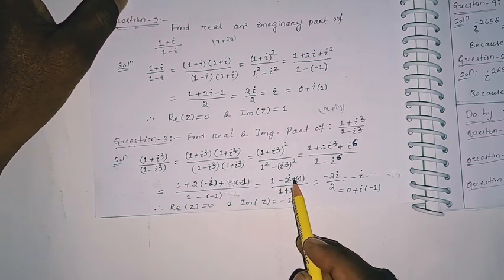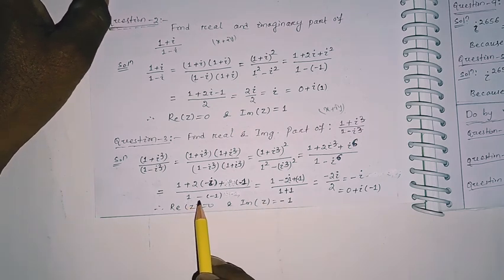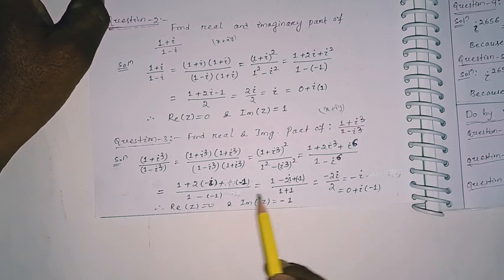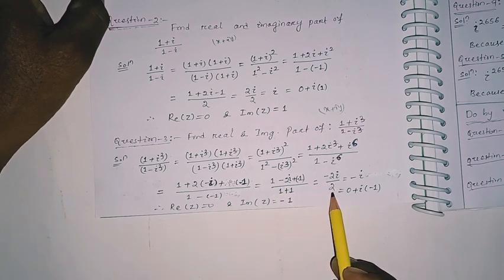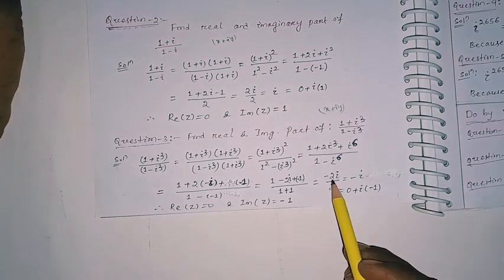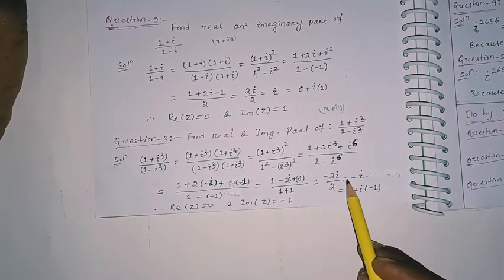1 minus 2i plus minus 1, whole divided by 1 minus of minus i, because here i to the power 6 is nothing but minus 1. So the denominator will be 2, and in the numerator the plus 1 and minus 1 got cancelled, and the numerator will be minus 2i by 2, and this will be minus i.